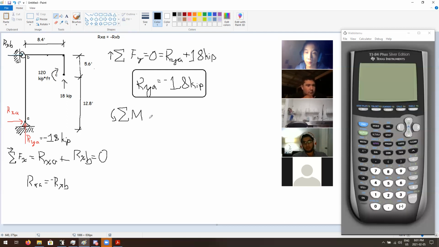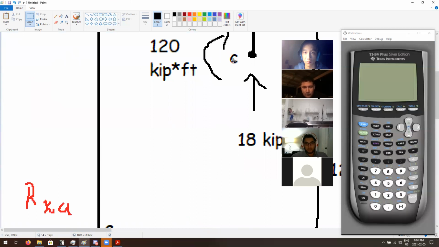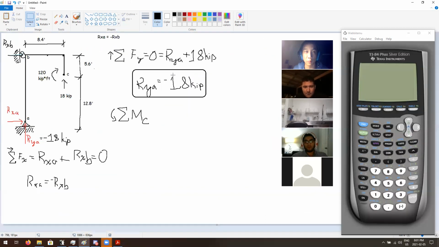We're actually going to take the summation at C. Oh, you finessed us. Why do we do that? It's because we already have a moment at C. Right? I'm just going to zoom in and move this over. We have a moment at C. Yeah, yeah, yeah.